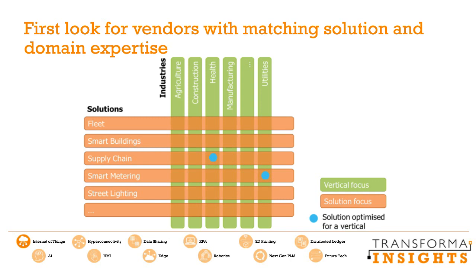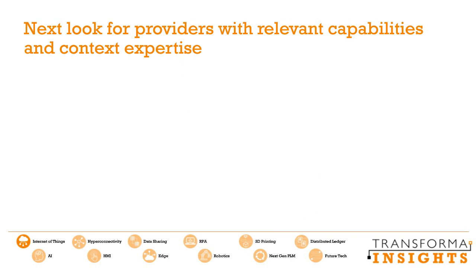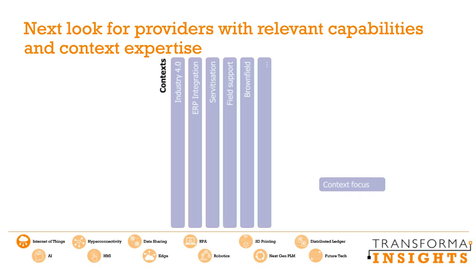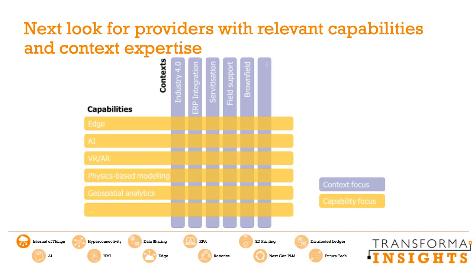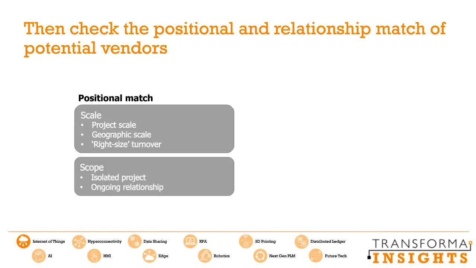The next level of consideration is to look for providers with relevant capabilities and context expertise. So just unpicking that a little bit, context expertise, somebody might know a lot about or be very experienced in Industry 4.0 or ERP integration or servitization, etc. Alternatively, they could have some capabilities in edge, AR, VR, AI, physics-based modeling, et cetera, or a specialist in the intersection of these things. And that's the second level of consideration, that capability and context consideration.